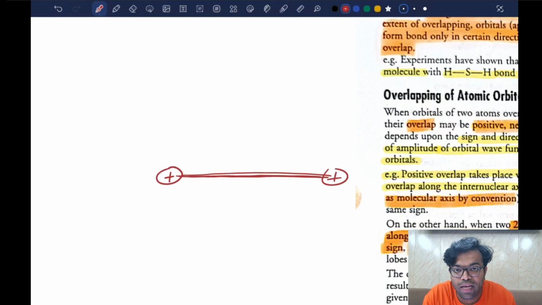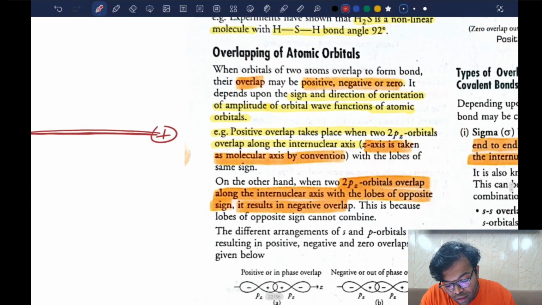You have to understand this very carefully. There is something known as internuclear and then there is something known as axial. The positive overlap takes place when two pz orbitals overlap along the internuclear axis. The z axis is taken as the molecular axis by convention, with the lobes of the same sign.